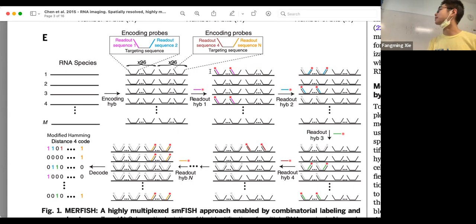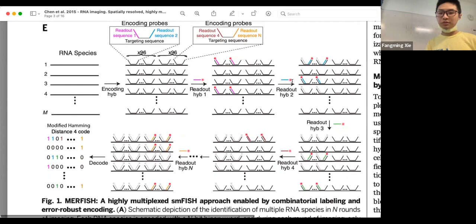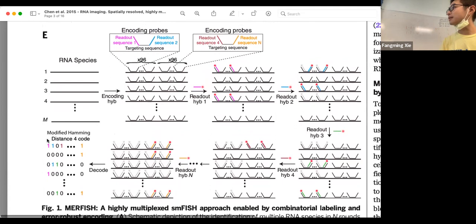You arrange the readout probes carefully so that in the first imaging round, or the first readout round, only certain mRNAs light up, and in readout type 2, a different subset of mRNAs light up, and so on and so forth, type 3, type 4, up until type N. In the end, you can collect their signals together. They actually designed this visual quite well. Each row is one species, each column is one imaging round. If we focus on the first RNA sequence, it's 1, 1, 0, 1, and in the end, a 1.